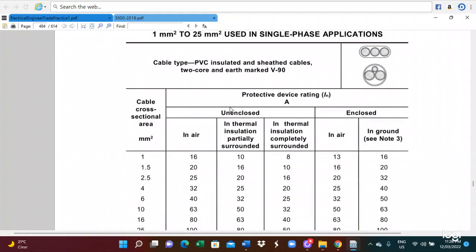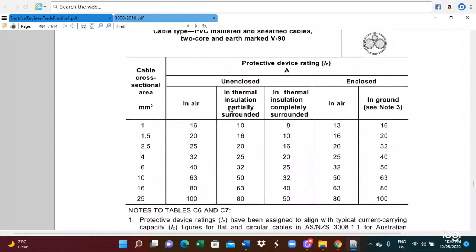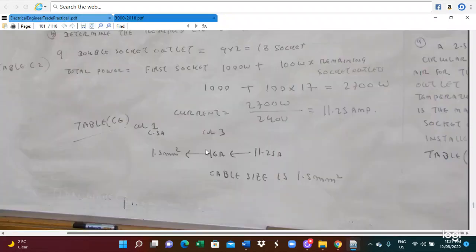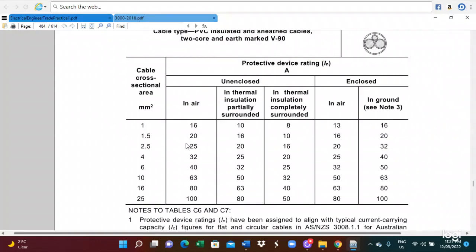So this is the protection rating. This is the current, and good at our side with the calculation. So there will be 11.25 amps. In this case, the current is 11.25, but there is no 11.25 amp breaker, so we have to utilize the 16 amp. Then this is the kVA we calculated. This is the way we calculate the kVA. 1.5 millimeter square is the given size.